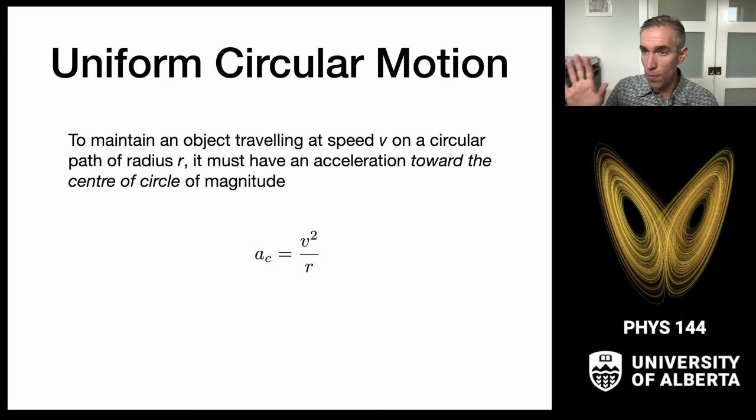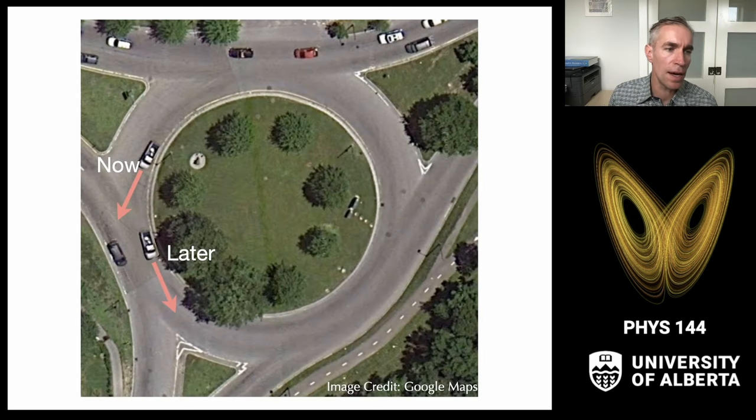I'm not telling you that there's a force or anything like that. I'm just saying that to stay on that trajectory, you need an acceleration pointing towards the center. You can figure this out by considering it in terms of geometry. This is a satellite image of a car rotary, and here's a little truck going around it now and a little bit later. These are some velocity vectors that I've sketched in.